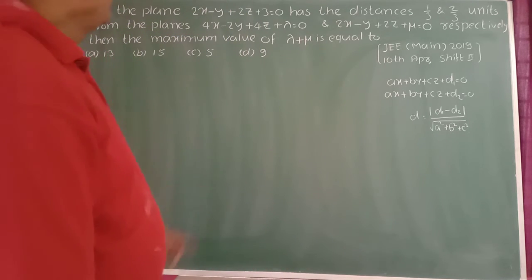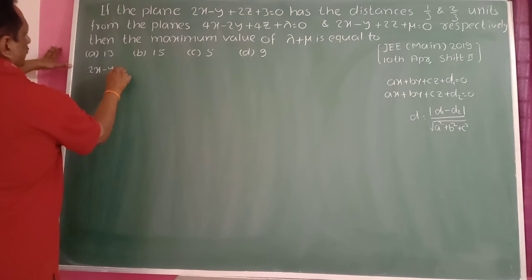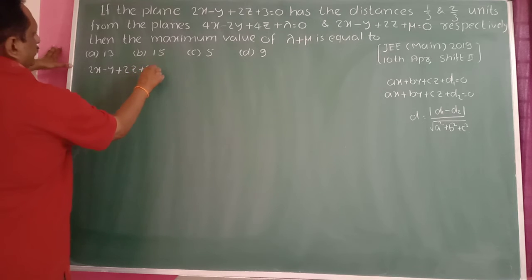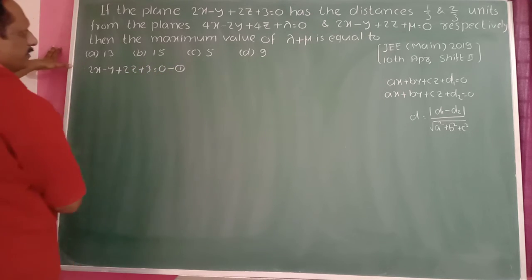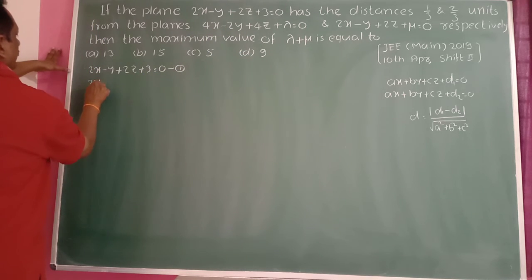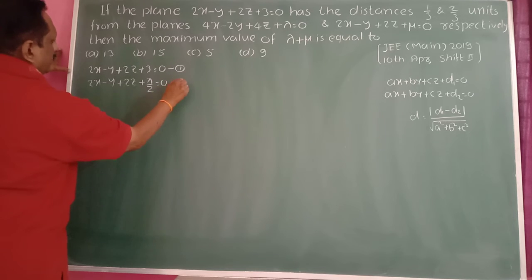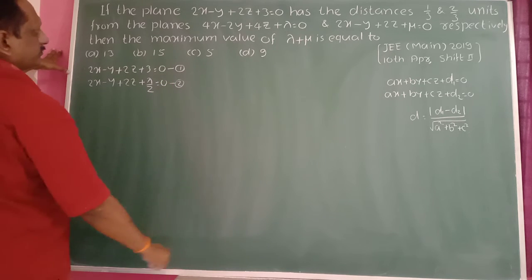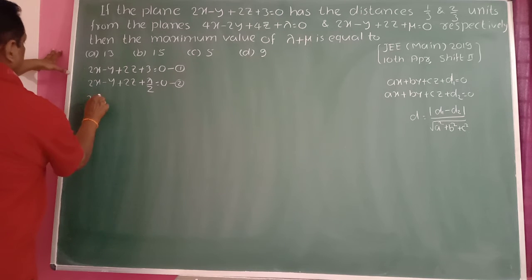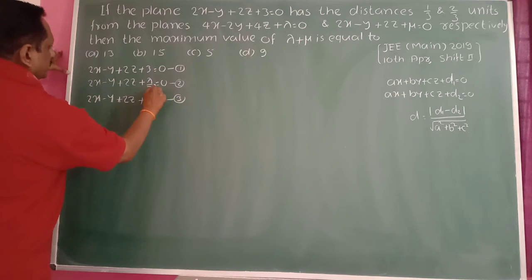Okay. Here they have given three planes. Consider 2x minus y plus 2z plus 3 is equal to 0. Take this as equation number 1. Then divide equation 2 by 2. Therefore 2x minus y plus 2z plus lambda by 2 is equal to 0. Next, 2x minus y plus 2z plus mu is equal to 0.